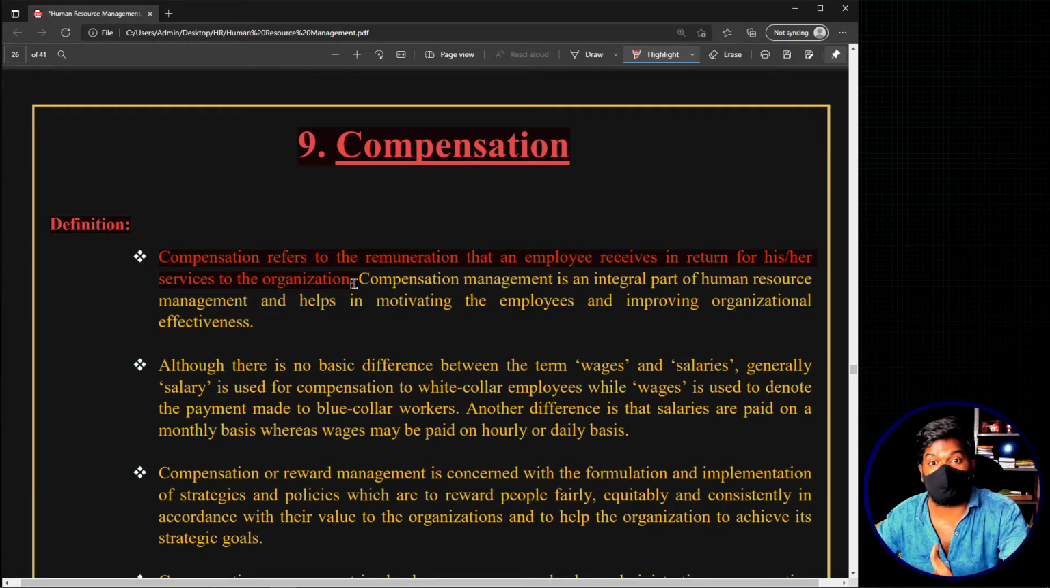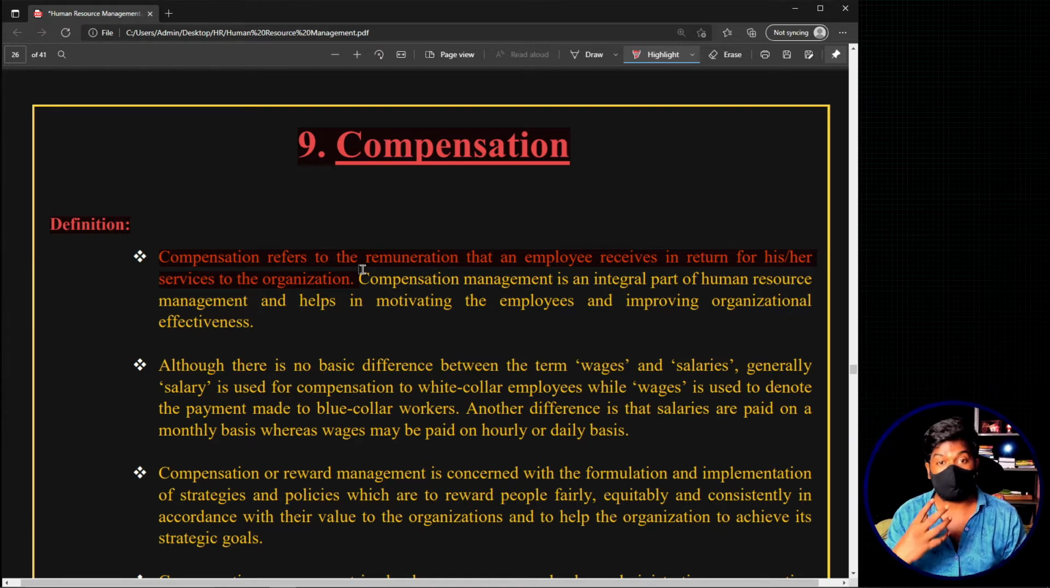In return for the services provided by the employee, the organization pays him something. All the things that the organizations pay to the employees contain financial aspects, that means monetary aspects, and non-financial aspects, that is non-monetary aspects. Now compensation in general refers to the monetary part, whereas remuneration refers to the monetary part and the non-monetary part, that means the complete package. But what we basically do is interchange the terms compensation and remuneration. That is why we started by saying that compensation refers to the remuneration. That means even though we say compensation, we are actually referring to remuneration.